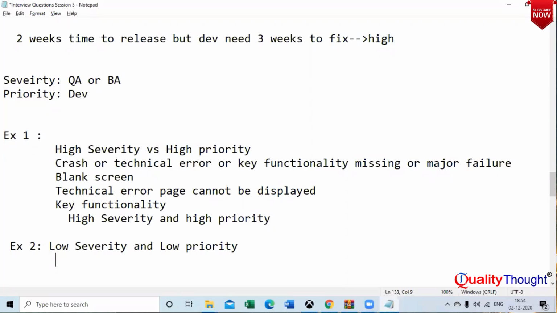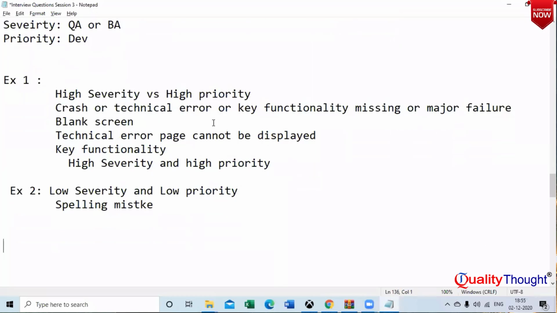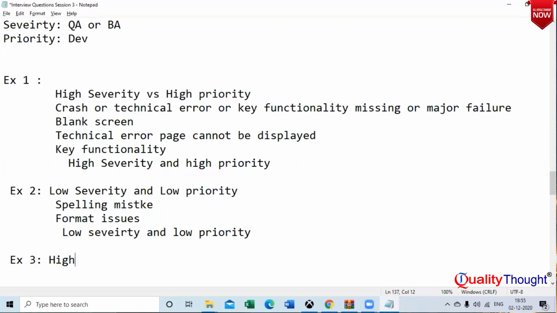For example, any spelling mistake, or a field that should be displayed on the left-hand side but is displayed in the center, or an image that is a little blurry. So spelling mistakes, format issues, alignment issues. These things come under low severity as well as low priority. And example 3 is going to be high severity and low priority.